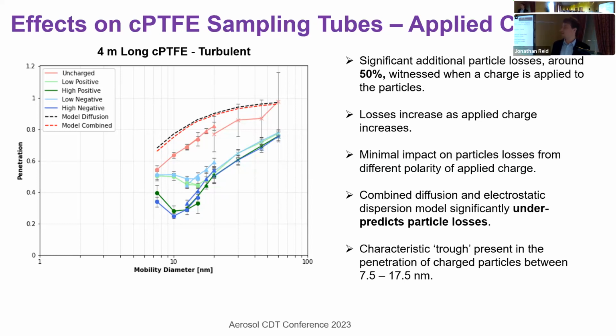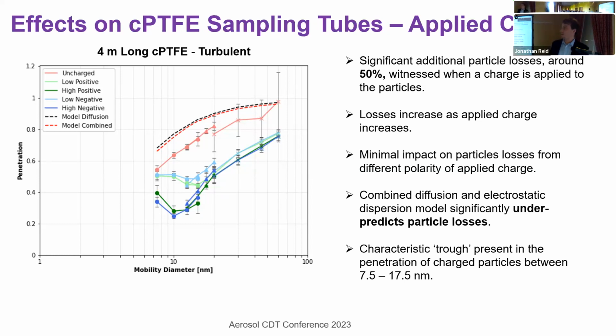Now comparing these two lighter colored lines, which are the low charge lines, and comparing them to the highly charged lines, we see that as the charge increases, more particle loss is witnessed. Now comparing the dark green line and the dark blue line, which represent positive and negative charge, we see that there is minimal impact of the polarity of the charge on particle loss.